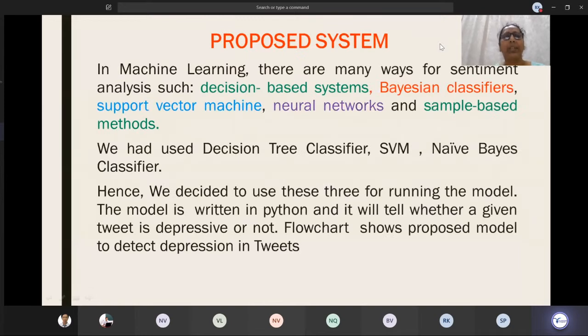The proposed system is in machine learning. There are many sentiment analysis methods such as decision-based systems, Bayesian classifiers, support vector machine, neural networks, and sample-based methods. We have used decision tree classifier, SVM, and naive Bayes classifier. We decided to use these three for running the model. The model is written in Python and it will tell whether a given tweet is depressed or not.